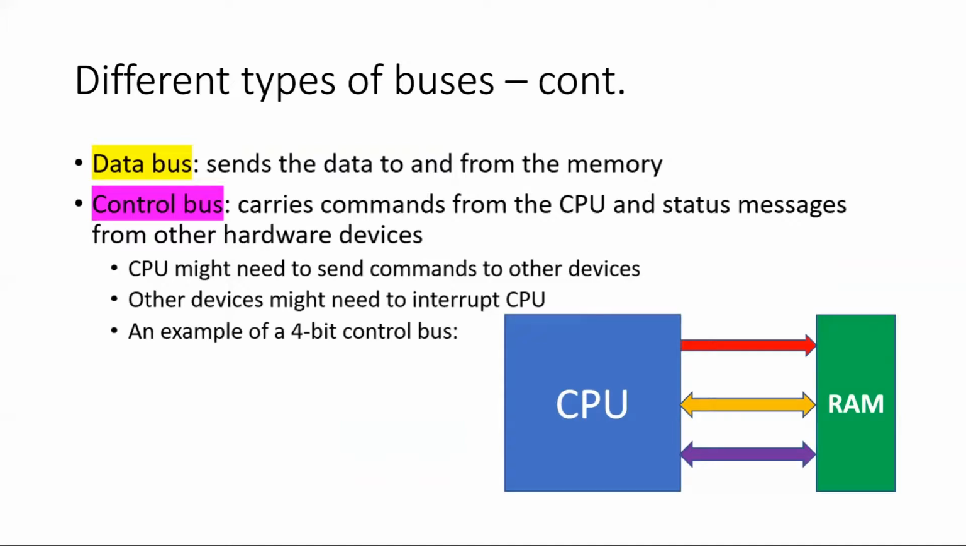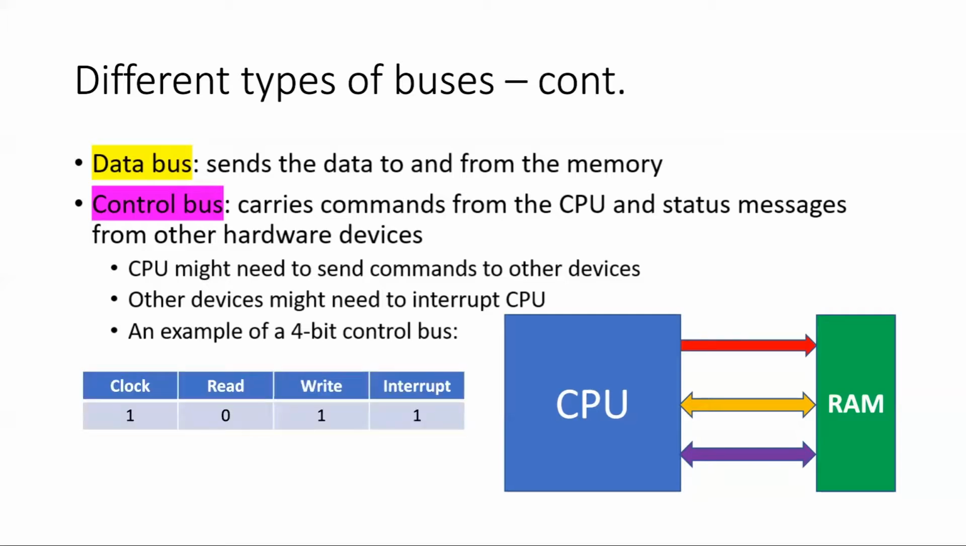And the last kind of bus we have is called the control bus. The control bus carries commands that come from the CPU, or it can carry status messages from other hardware devices. Because, for example, sometimes our keyboard or mouse or any other hardware device that is connected to the computer needs to interrupt the CPU. Each time, for example, you press a key on your keyboard, the CPU is interrupted to read the corresponding character. So all this information is carried using control buses.